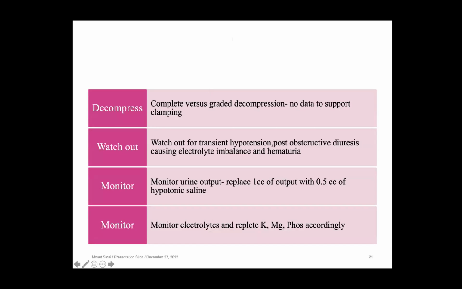You lose potassium, magnesium. And when you relieve an obstruction, your urine that you put out is equivalent to half normal saline. So basically you're putting out more water and less salt. So what you'll see is hyponatremia. So the replacement fluid should really be half normal saline or hypotonic saline. And the way you replace it is 1 cc of output with half cc of hypotonic saline.